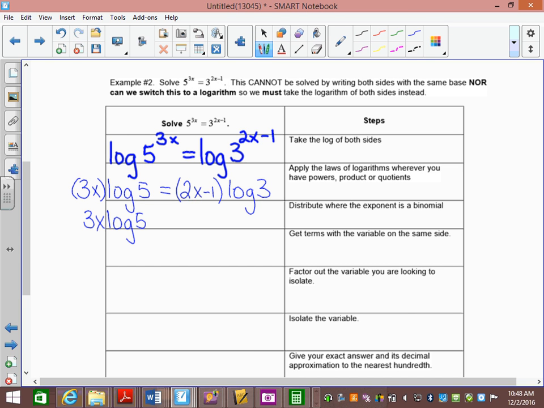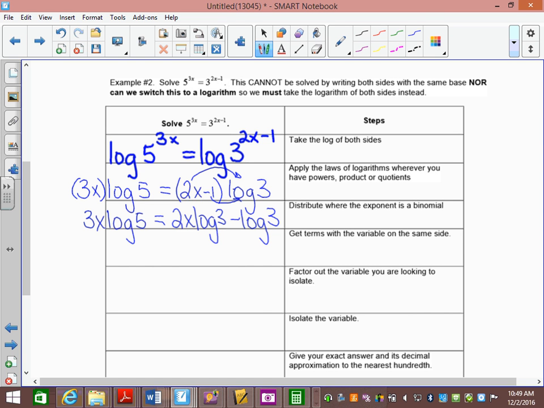Distribute where the exponent is a binomial is our next step. So we're going to get 2x log 3 minus 1 log 3, or just minus log 3. Now, everyone who puts the exponent in brackets in front remembers to distribute. Most people who do not put the brackets forget to distribute. So make sure you just do the brackets and life is good. So we took our exponent, we dropped it in front, we distributed it.